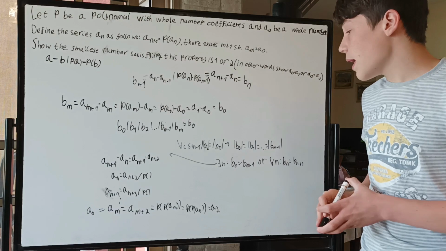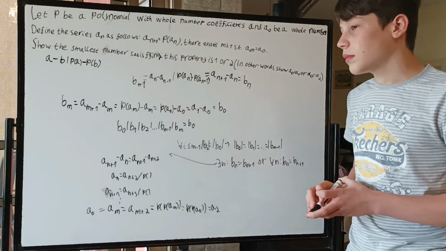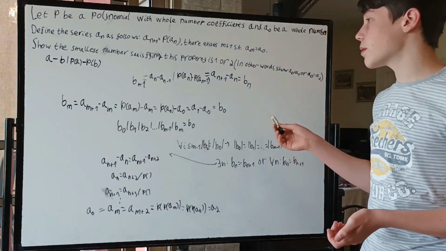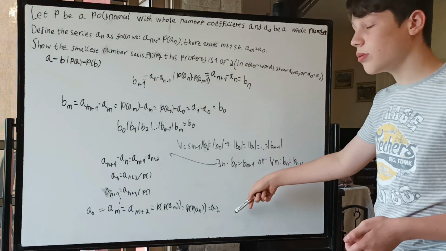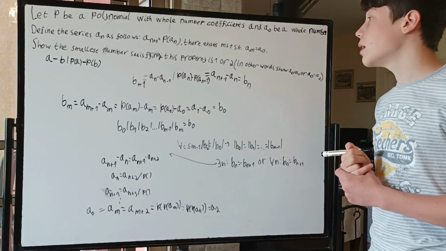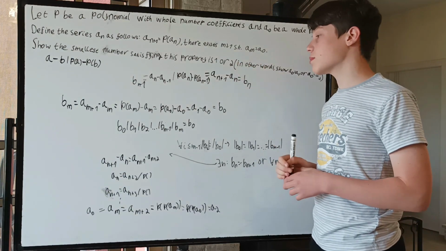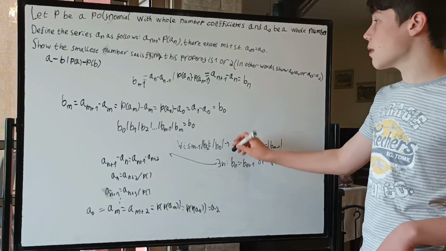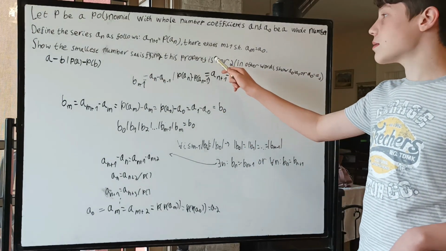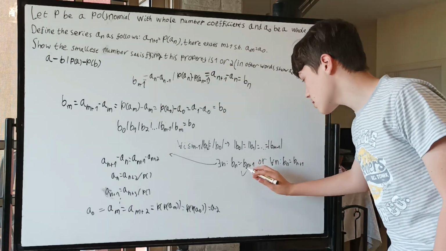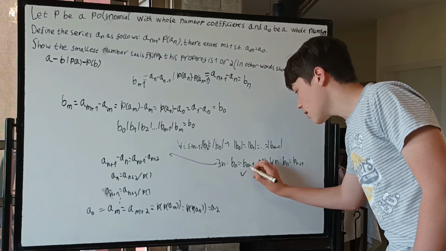Meaning that either a0 is not equal to a1, and then the smallest number satisfying our property is 2, or a0 just so happens to equal a1, and then the smallest number satisfying this property is 1. So in this case, we indeed proved what we set out to do. So this case is done.